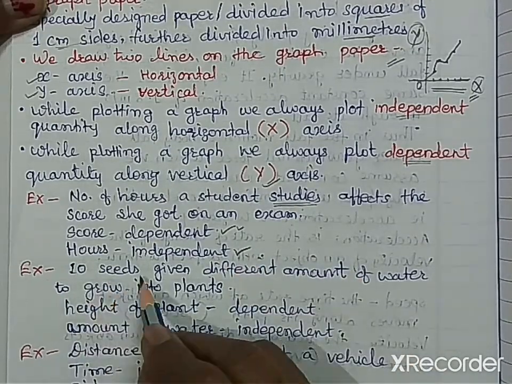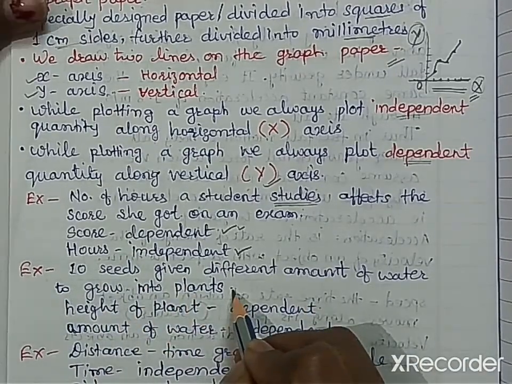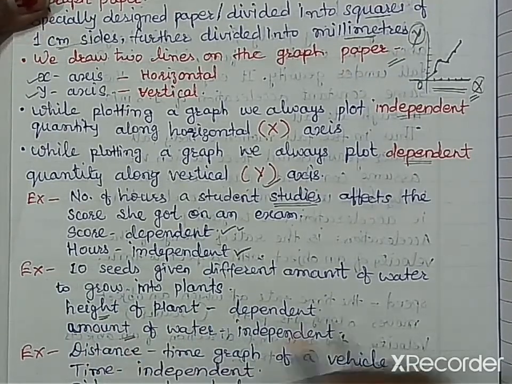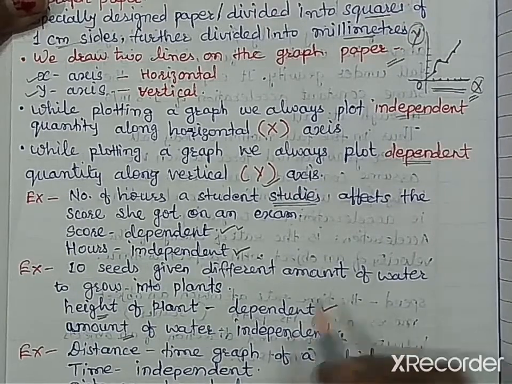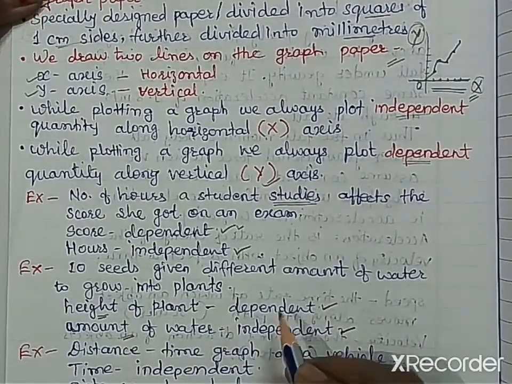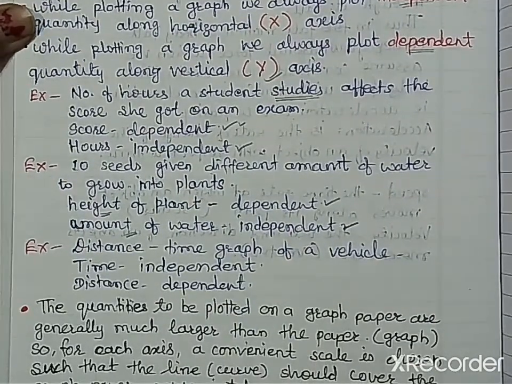Second example: 10 seeds are given different amounts of water to grow into plants. Here the height of the plant and the amount of water are the two quantities. Height is changing according to the amount of water given. So the amount of water is the independent quantity and the height of the plant is the dependent quantity in this example.